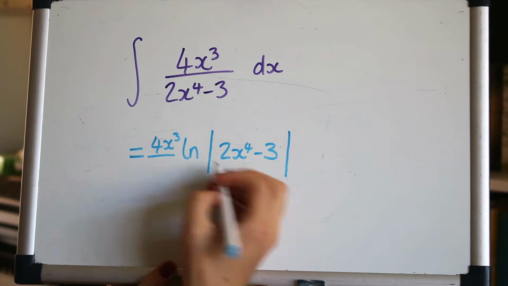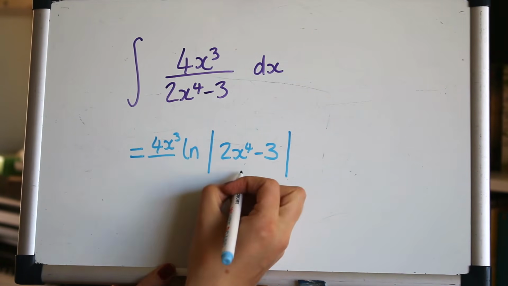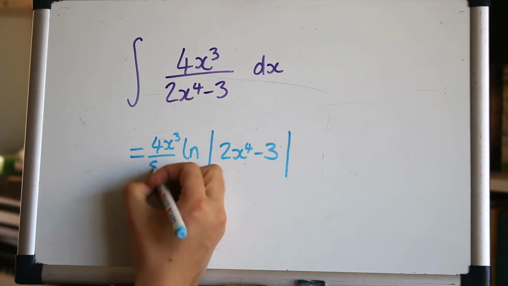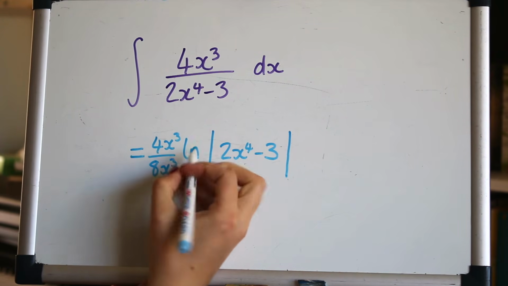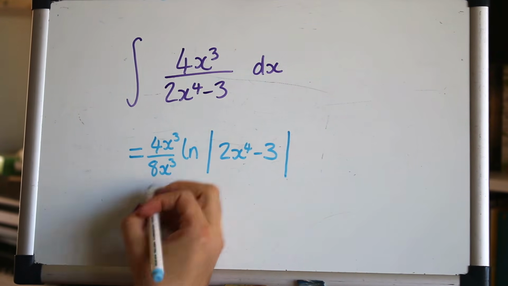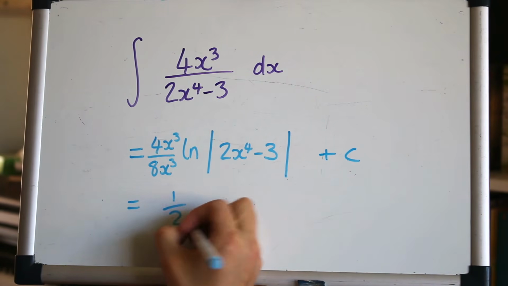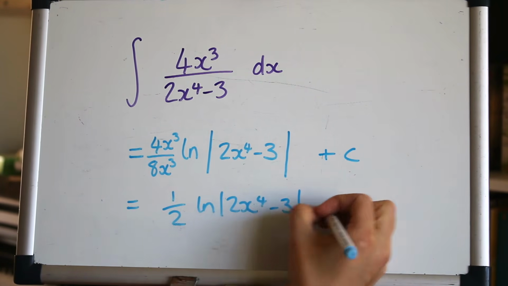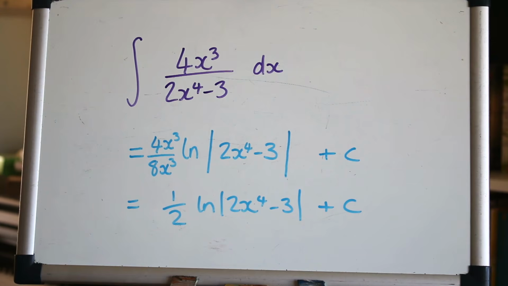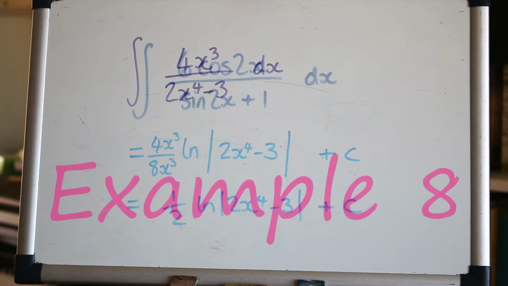So that's going to be 8x squared. So that's going to be 8x cubed. And that cancels to being a half. Great, let's do one more of those to finish.